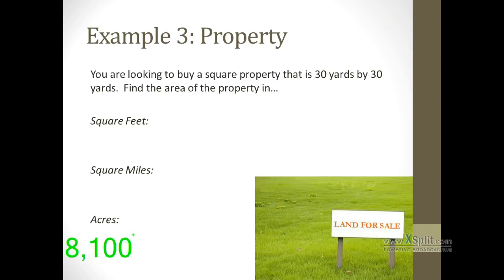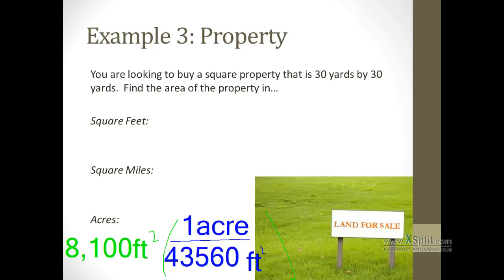So 8,100 square feet multiplied. We want to get rid of square feet. I might as well switch to blue so it's visible. 43,560 square feet end up making 1 acre. So if we divide 8,100 by 43,560, we're going to be left with about 0.186 acres.